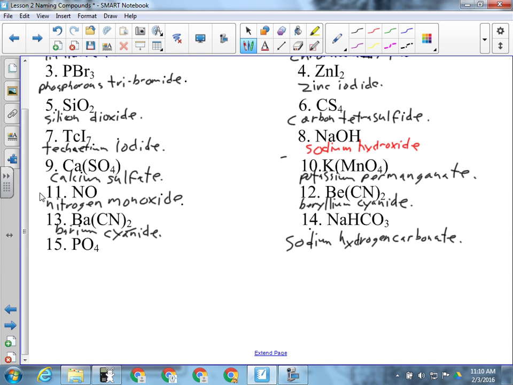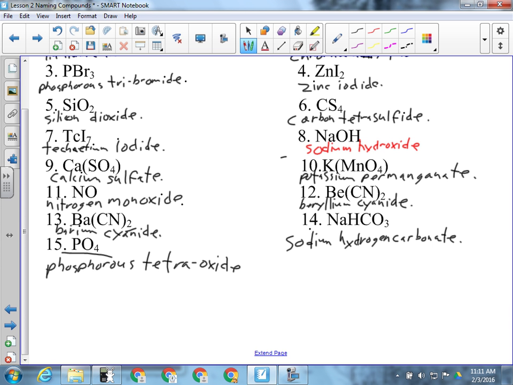Okay, and then 15, PO4, it's molecular. Okay, this is phosphorus tetraoxide. Now, occasionally, I have people who see that this same combination is in the table of polyatomic ions. And up there, it's called phosphate. How do I know it's not phosphate here?